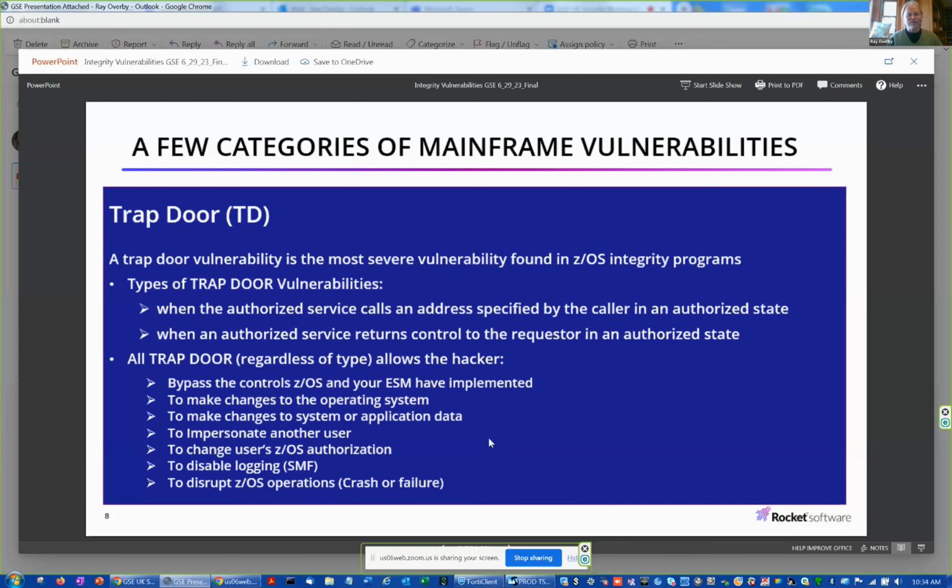So if you have a trapdoor vulnerability, you're the sysprog or the pen tester that's looking for these things, and you say, hey, we have a trapdoor vulnerability, and your boss is like, well, what the heck is that? Well, let's just say it's TD1, right? TD1 says you pass it an address, it branches to you, and key 0, doesn't matter whether it's supervisor state or not, right? Your key 0, you can set supervisor state if you feel like it, but you basically have the keys to the kingdom.